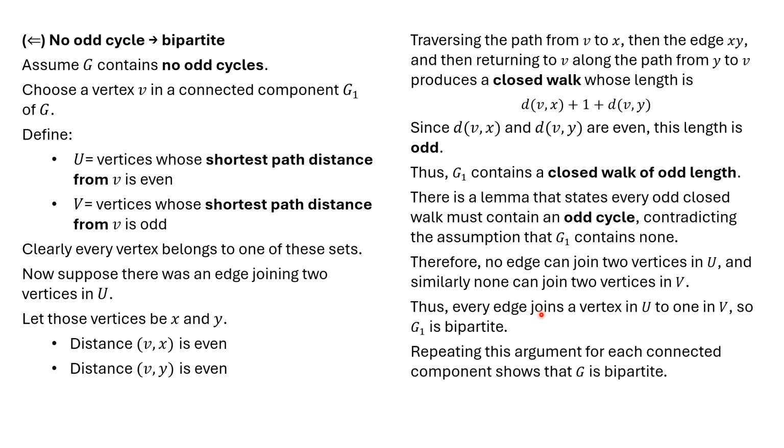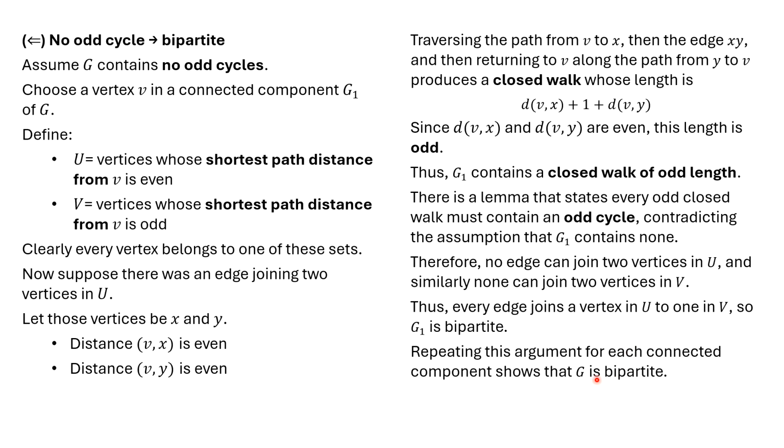Thus, every edge joins a vertex in U to one in V, and there aren't any edges between the vertices in U, and there aren't any edges between the vertices in V. So G sub 1 is bipartite. Repeating this argument for each connected component within G shows that G overall is bipartite. Okay, so that's the alternate way.